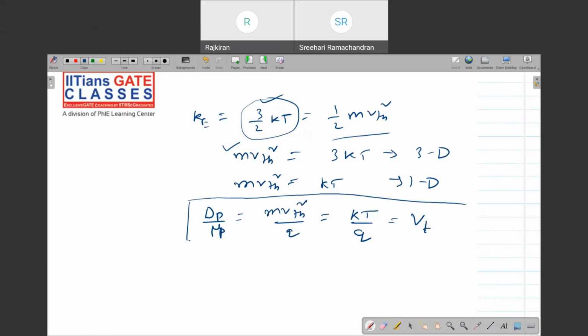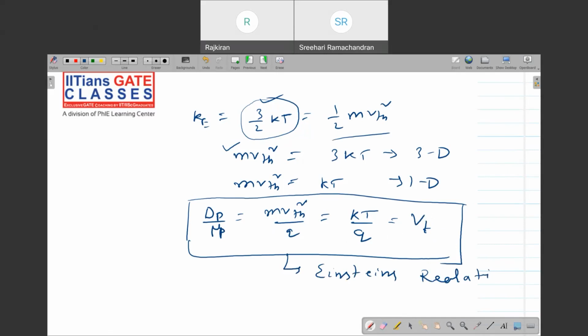So mobility and the diffusion constant are interrelated by a voltage called the thermal voltage. This is called Einstein's relationship. This is very important for the exam. If you know the mobility, you can easily calculate the diffusivity or diffusion constant. Is this point clear to you?